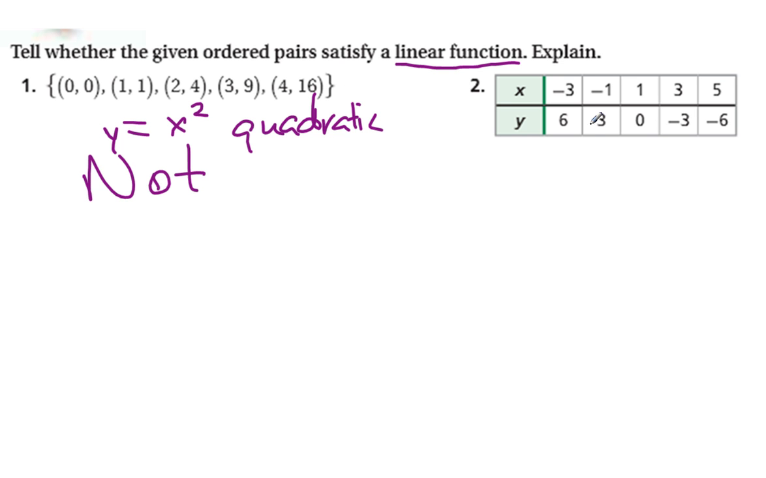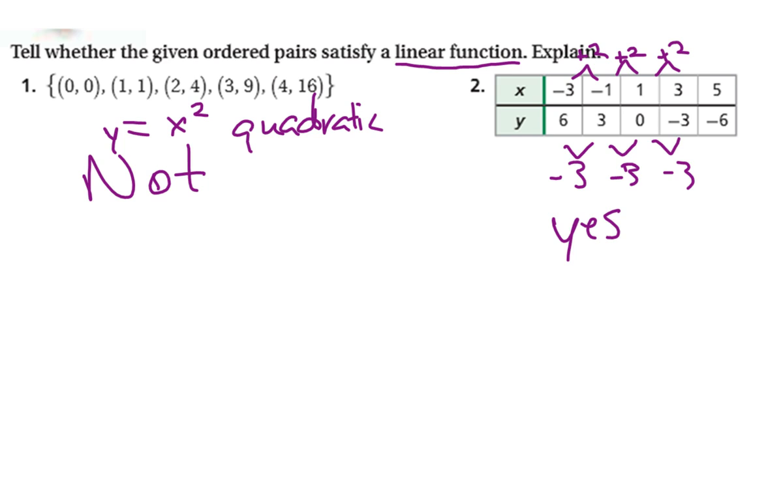Okay, number 2, we can look for a pattern here. This is plus 2, plus 2, plus 2. This is minus 3, minus 3, minus 3. So we have a constant rate of change. So if they all have a constant slope, this is linear.